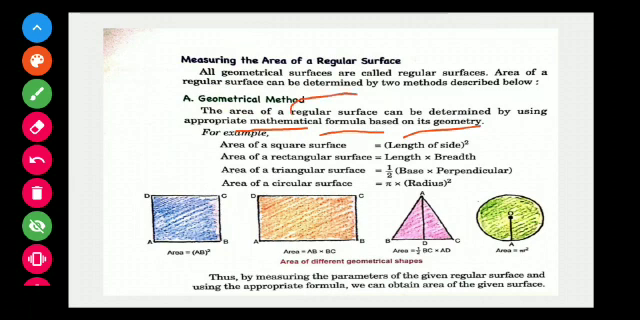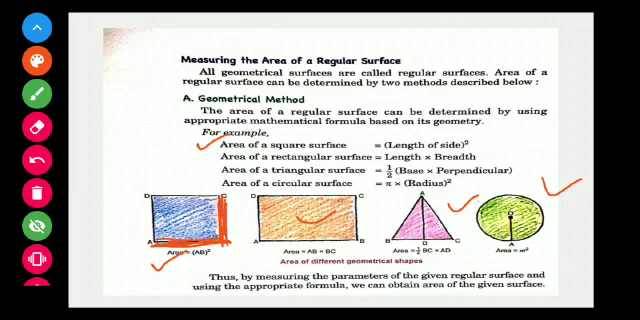Here we determine the area of regular surfaces. First is area of square, then area of rectangle, area of triangle, area of circle. So, what is the area of square? Area of square is equal to side multiplied by side, that is, this is your length and this is your breadth. The area of square is equal to length into breadth or side into side, that is side square.